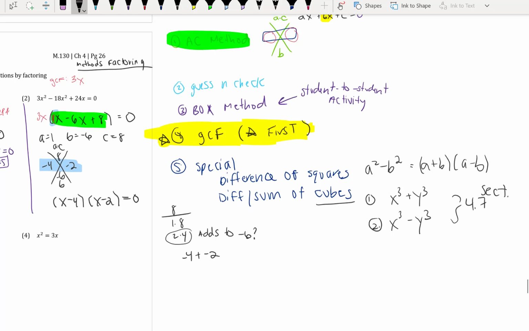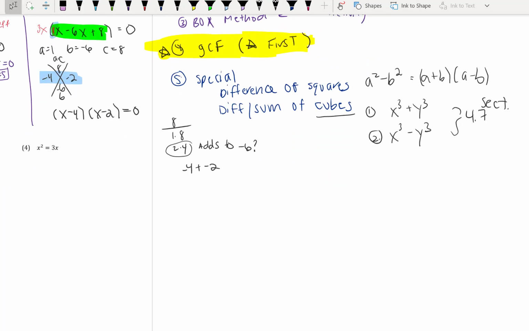equal to 0. So now when I set each thing equal to 0, because I split it in half, I will have x minus 4 is equal to 0, so that x is equal to a positive 4. x minus 2 is equal to 0, so x is equal to a positive 2. So those are going to be my two answers. So my two answers are that x is equal to 4 and x is equal to 2. So that's why I boxed it, because these are your final answers.